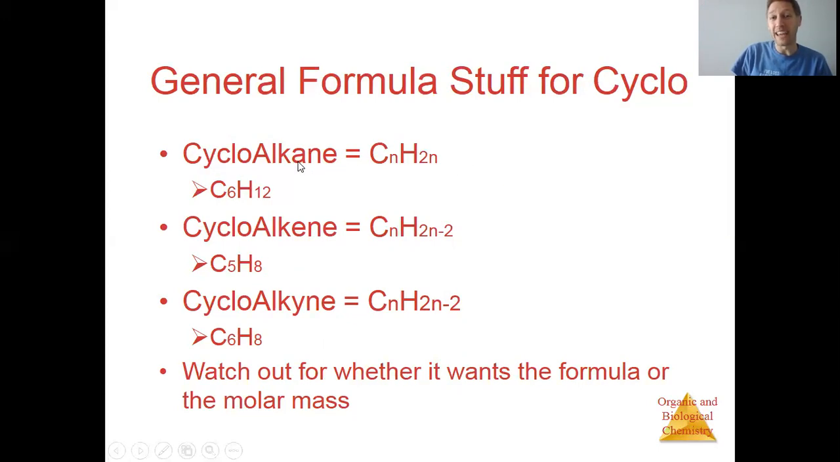So for a cycloalkane, it's N times 2 for the hydrogens. For a cycloalkene, it's 2N minus 2, twice the carbons, minus 2. And for a cycloalkyne, it's 2N, oh, that should be 2N minus 4, my bad. So ignore that right there, it's 2N minus 4. Again, watch out. Do you want to know the formula or the molar mass?